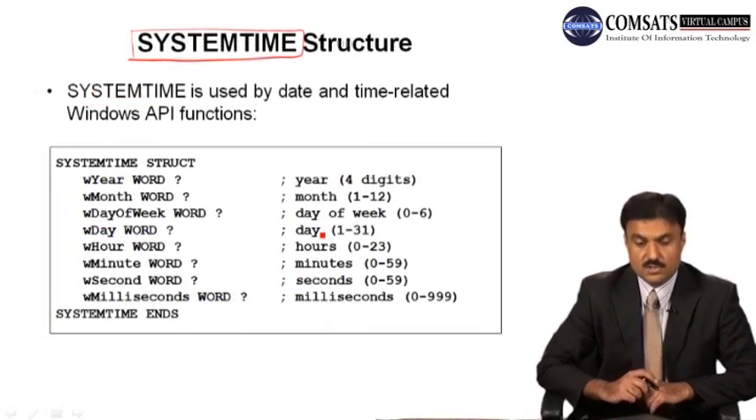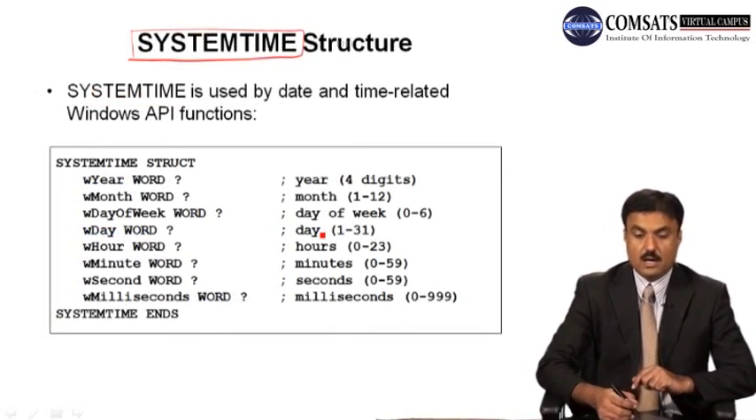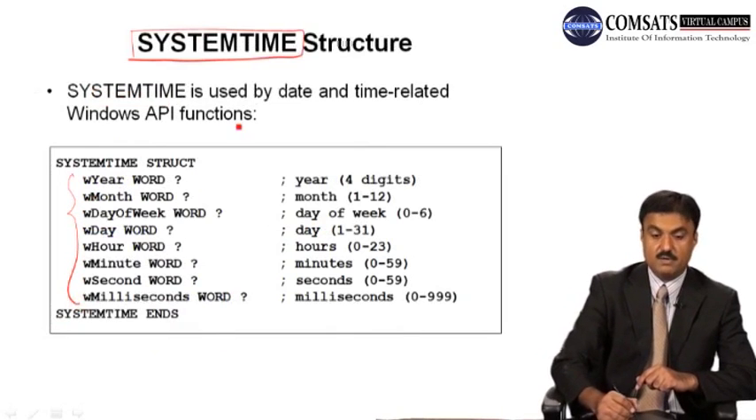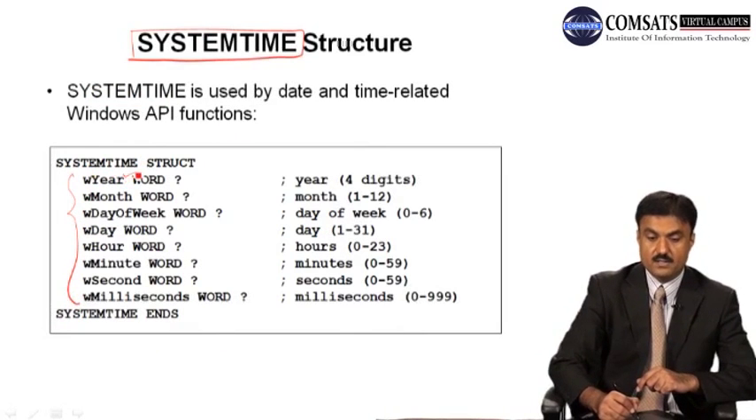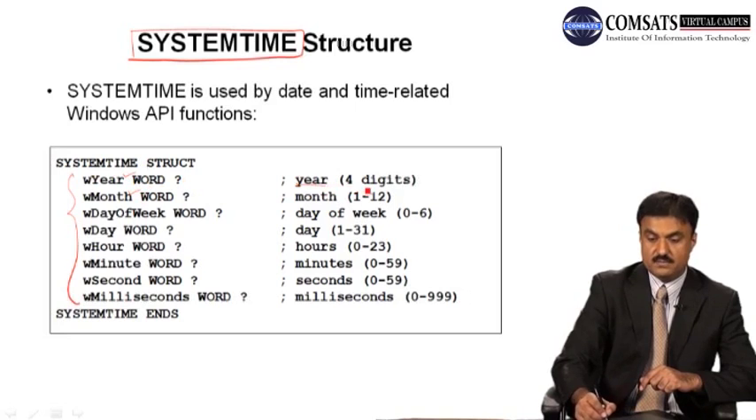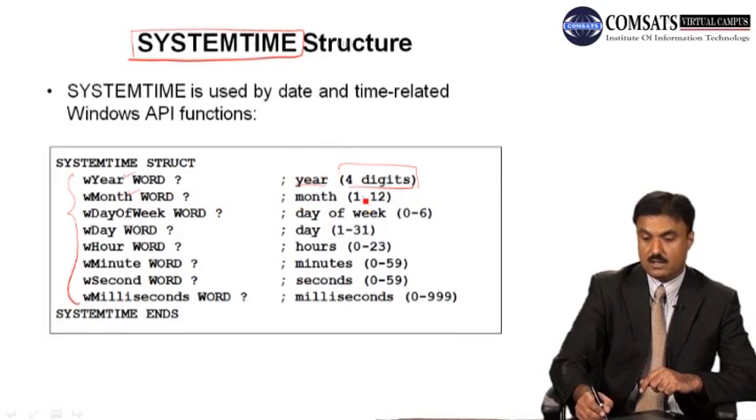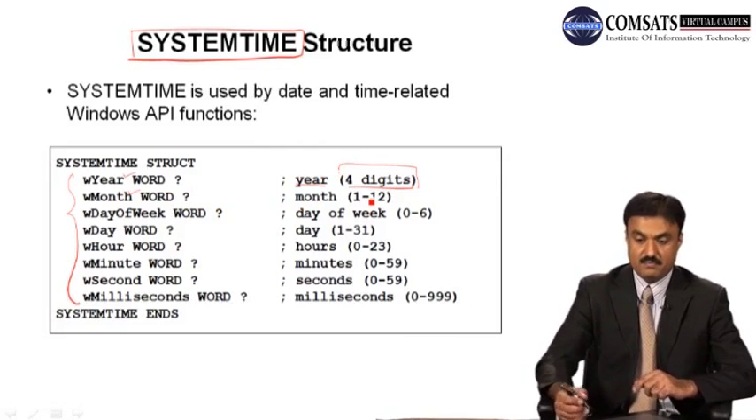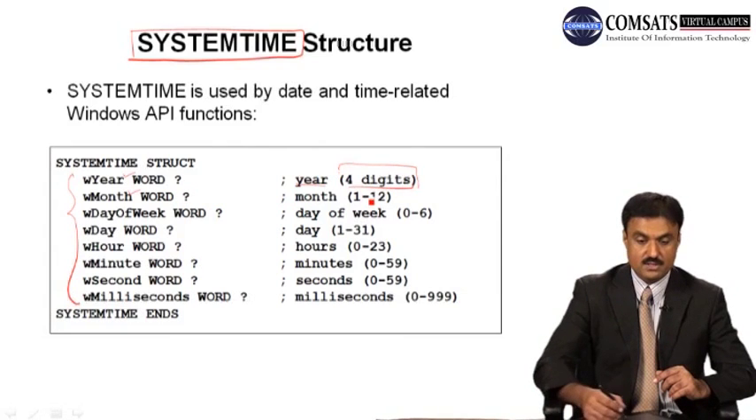So in this SYSTEMTIME structure, there are multiple members. First member is a year, second member is a month. The year is a double word, a 4-digit value, and month is 1 to 12. So it can be month 1 or 2 or 12. So it can be 1-digit or 2-digit information.